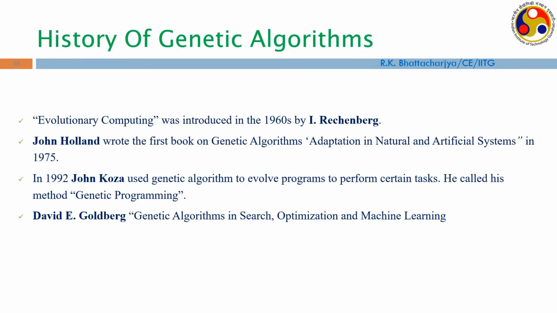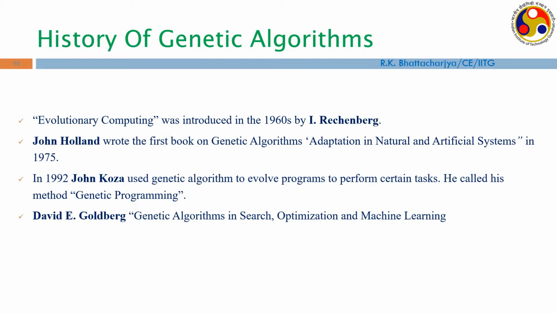So, the history of the genetic algorithm. Evolutionary computing was introduced in 1960 by Rosenberg. The concept was given around 1960, but at that time it was not very popular.